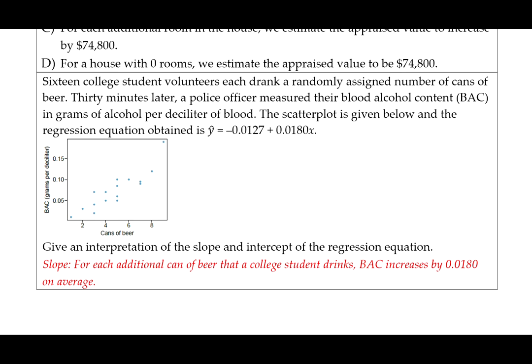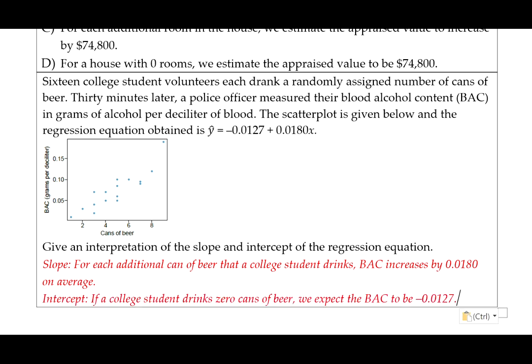in the regression equation. The intercept is the average or expected value of y when x equals 0. So, for example, in this particular situation, the intercept would be if a college student drinks 0 cans of beer, that's when our x equals 0, we expect the BAC to be negative 0.0127. Now, you can't actually have a BAC of a negative value, but that is the intercept of our equation, and so that would be the appropriate interpretation.